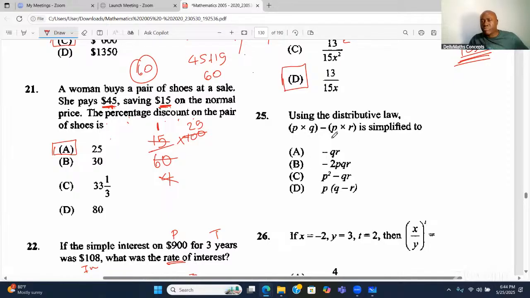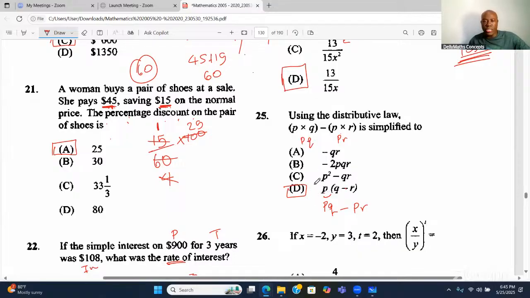All right. So take a look at what you got right here. Would you agree if you distribute this? This will give you a PQ, and then this will be minus PR. This one right here. So look, this is PQ, they just didn't put it together, and this is PR. So it's D. Simple.